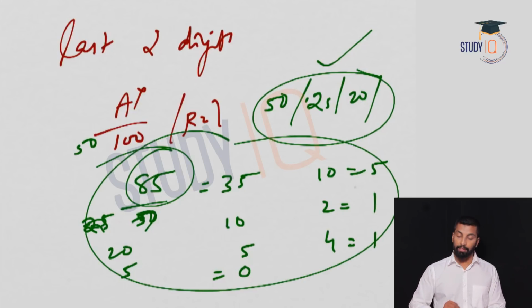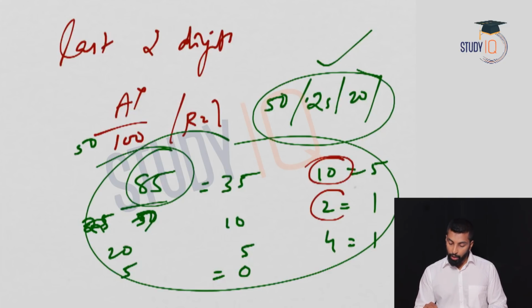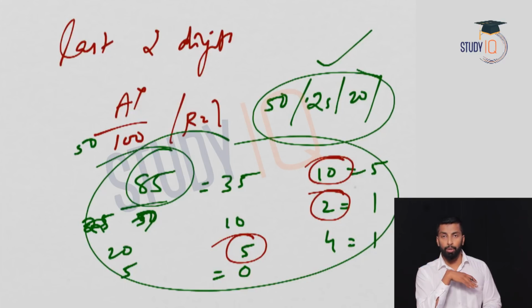Everything depends on the last digit, last two digits. Some of it depends on the last digit also. 10 depends on last digit, 2 depends on last digit, 5 depends on last digit, right? Others depend on last two digits. So anything which depends on last digit and last two digits can be solved from this concept. So I hope we completed this topic in a much better way. I hope you can solve all the questions which can be asked from this topic.